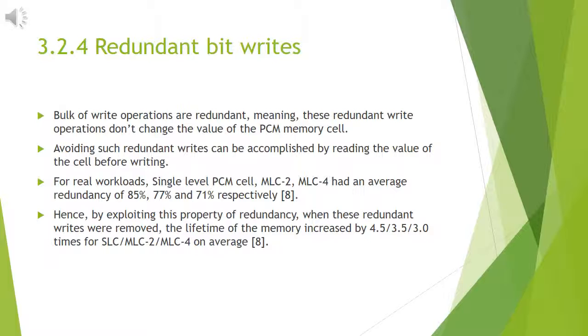Next method is to avoid redundant bit writes. Bulk of write operations are redundant, meaning these redundant write operations don't change the value of the PCM memory cell. For real workloads, single-level cell, MLC2, MLC4 PCM had an average redundancy of 85%, 77% and 71% respectively. Hence, by exploiting this property of redundancy, when these redundant writes were removed, the lifetime of the memory increased by 4.5, 3.5, 3.0 times for SLC, MLC2, MLC4 on average.